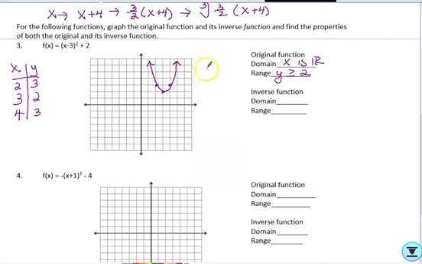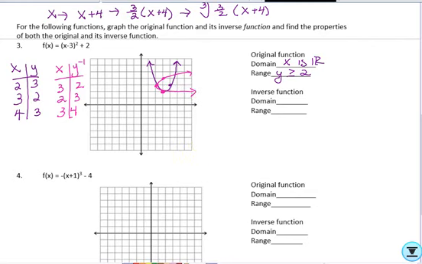Now for the inverse, I'm going to reflect my points. But if you're using a pencil, you'll be okay. If you're using a pen, you got to be careful because this is not a function. This inverse is not a function, and I want it to be a function.